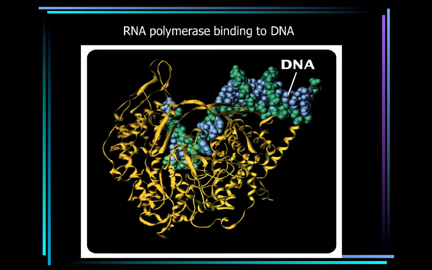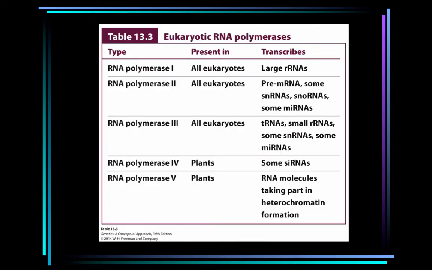This is a 3D model of what RNA polymerase actually looks like and how it binds to DNA. So our double helix DNA is going to be this green and blue structure here, and the confetti-looking or ribbon structure, that's going to be the RNA polymerase enzyme. So that enzyme is going to come in and surround DNA and bind to it so that it can begin the transcription process.